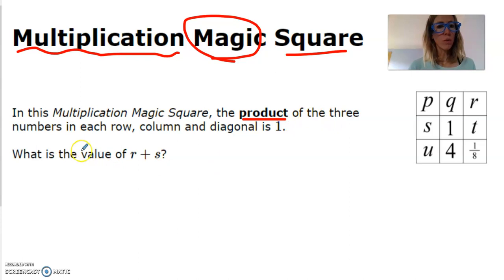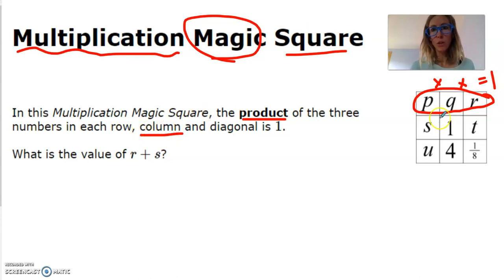The product of the 3 numbers in each row, let's check it out. If I take a row and find the product, I'd have to take P times Q times R. It says that should equal 1. But then it also says it'll happen in every column. So if I go to this column, R times T times 1/8 should equal 1. And diagonals need to work too.